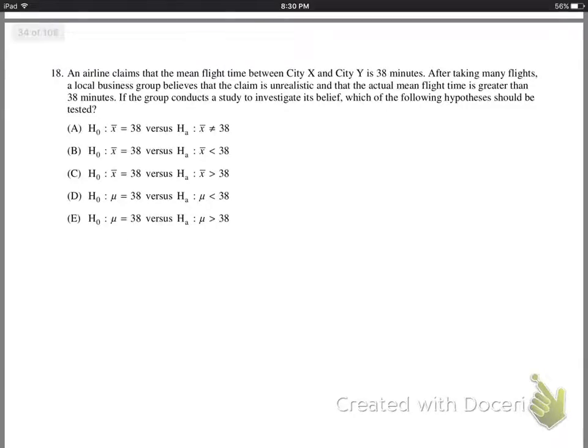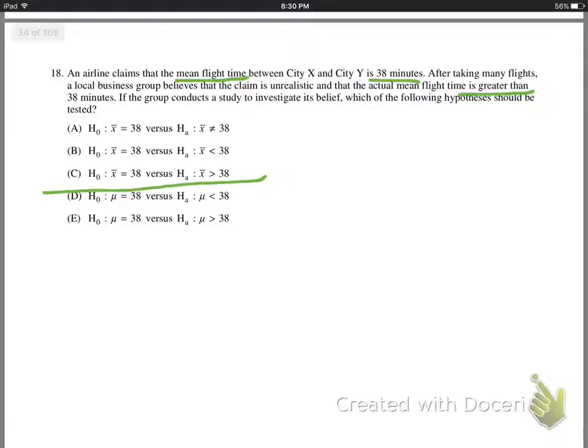Okay, so here we're talking about the mean flight. Okay, so we're talking about means. It's 38. And we go along to read it, and they want to know if it's greater than. Which hypothesis should be tested?